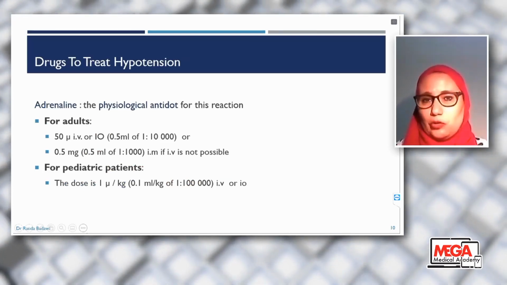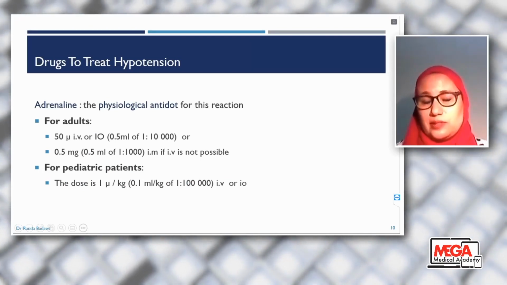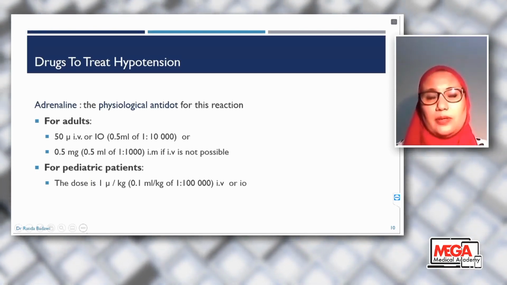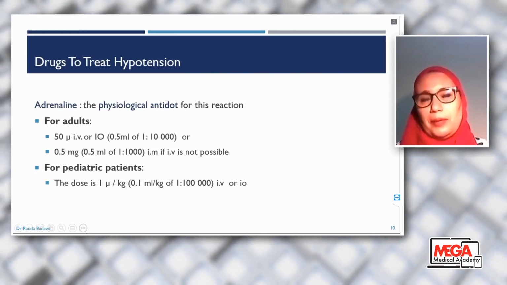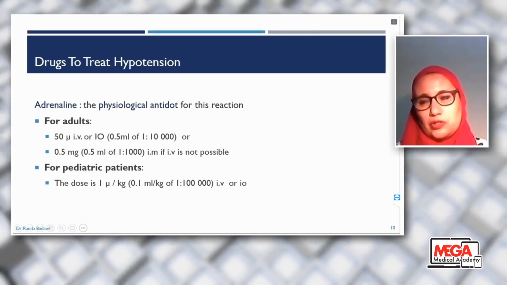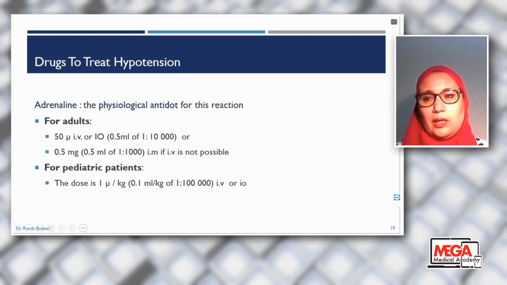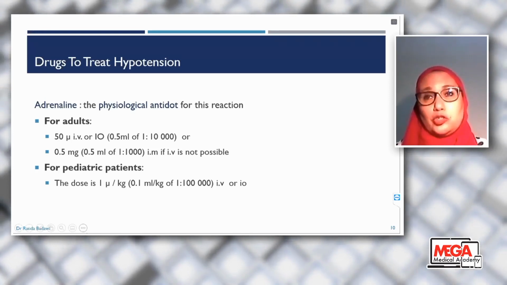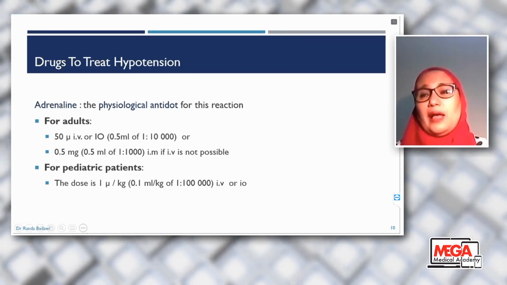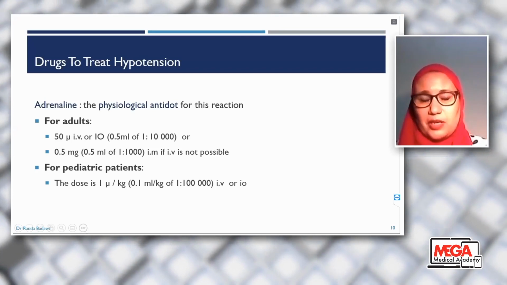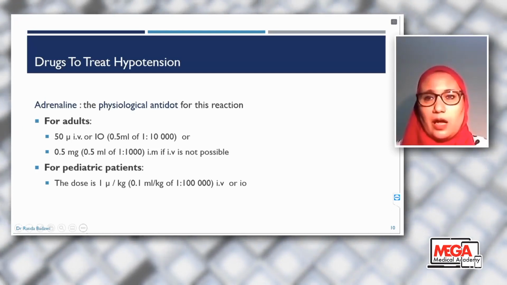Adrenaline is a physiological antidote for this reaction, and we said the reason. We start by intravenous route in a bolus of 50 mic IV. If the patient has an IV line, I have to start with the IV line. If the problem occurred but there is no IV line, I cannot find one because he's shocked, so shift to the intraosseous route, provided I'm efficient in giving it by that route. So the intravenous route is very important. Intravenous or intraosseous, as intraosseous is considered as if it's an IV line.